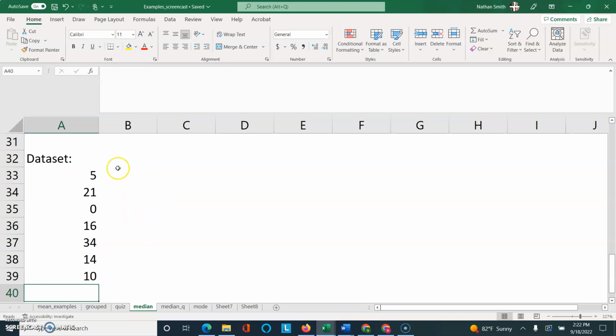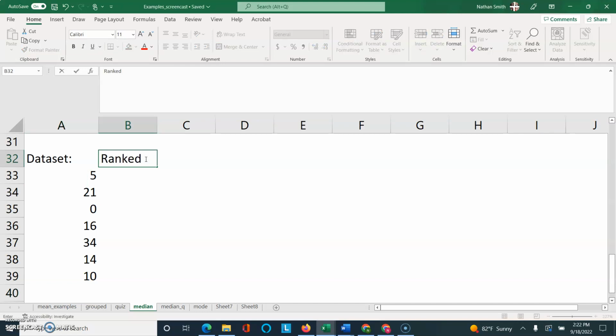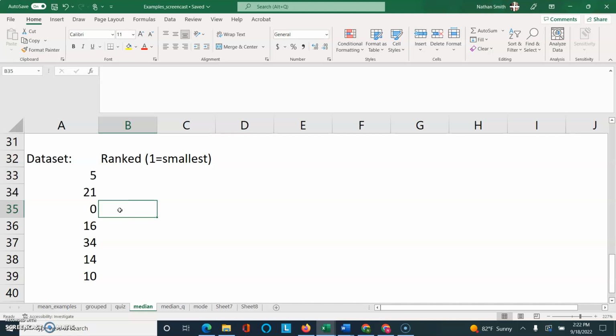Now, typically when you have a data set like this, what you might want to do is create a little ranking system. So for example, if I were to rank these, where let's say I let 1 be the smallest value, I can then say that the 0 value is the smallest. So I'm going to call that a 1. Okay, what's my next smallest? Looks like it's the 5. Let's call that 2 for second smallest. Looks like my third smallest is the 10, so I'm going to give that a 3.